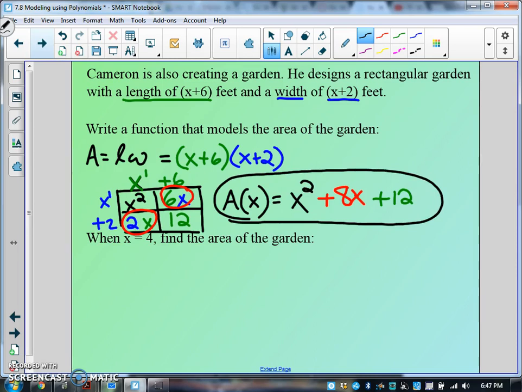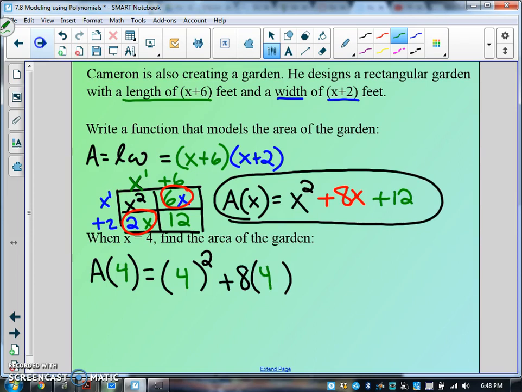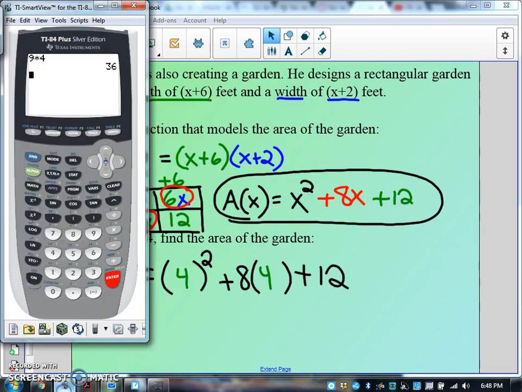When x is equal to 4, we're asked to find the area of the garden. So we're going to have A of 4, and that's going to be equal to the quantity of 4 squared plus 8 times the quantity of 4 plus 12. The easiest thing to do would be to plug this into my calculator at this point. I'm going to go ahead and do that. And I'm going to get 4 squared plus 8 times 4 plus 12.